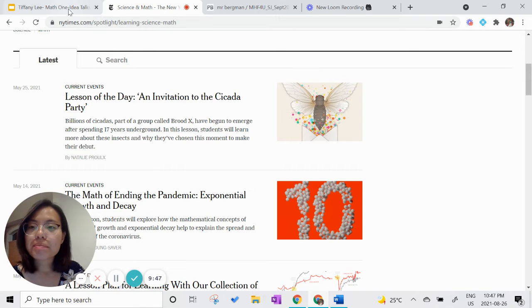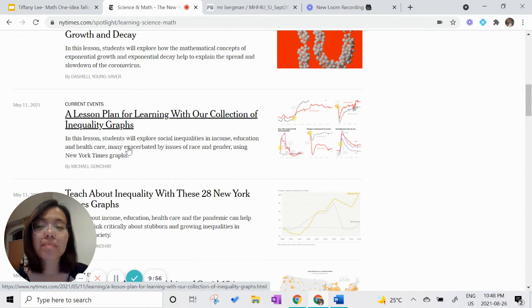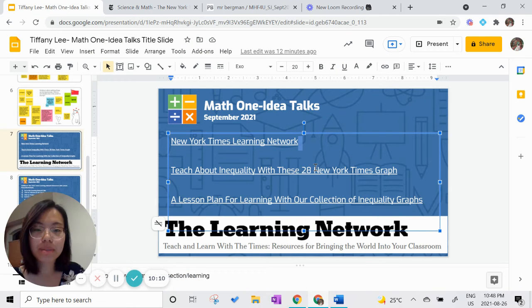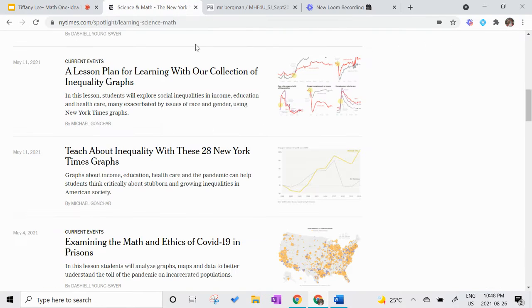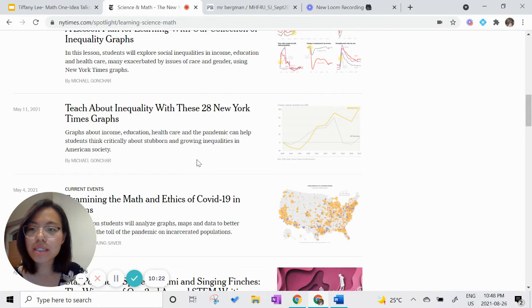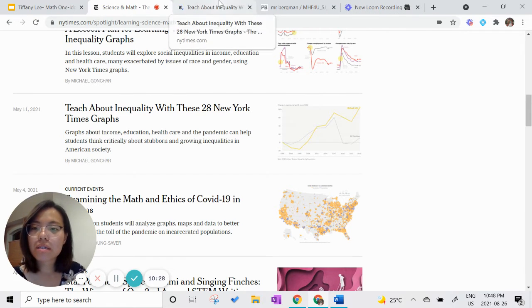Now, if we're wanting to focus on social justice topics, they do have a collection of graphs that discuss inequality, which is here, a lesson plan for learning with our collection of inequality graphs. And this one here, I've also hyperlinked them down in our Google Slides here, so you can take a look there. But I did this recently in my summer school classes. But anyways, we can take a look at a collection here.